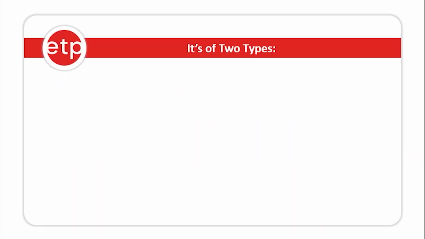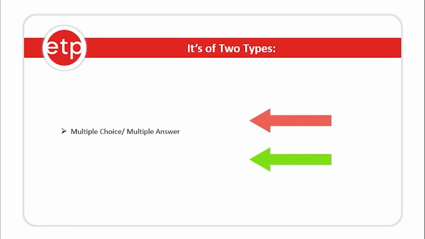Now let's come to the topic. Usually multiple choice questions are of two types. First, multiple choice with multiple answers, and second, multiple choice with single answer. Today we'll discuss both of them with examples.